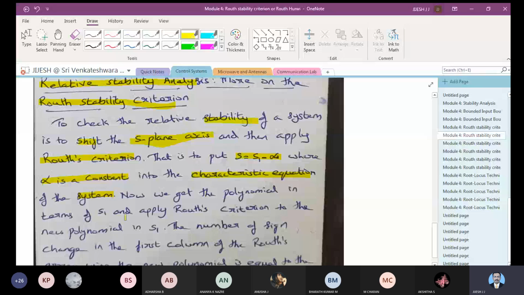So in this method, the criteria has to be modified by substituting S is equal to S1 minus alpha, and the entire equation will come in the form of S1, and then you can simplify it further. So you can just note down these points, relative stability analysis, more on the root stability criteria. We will be seeing examples and all.